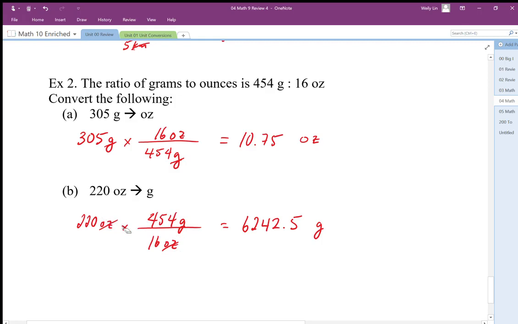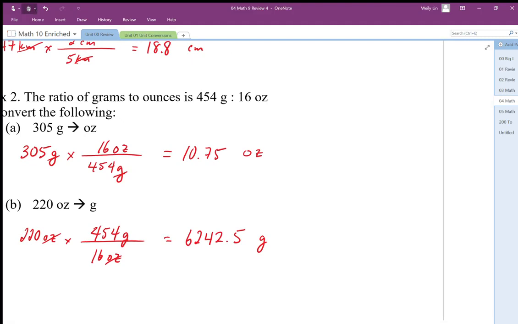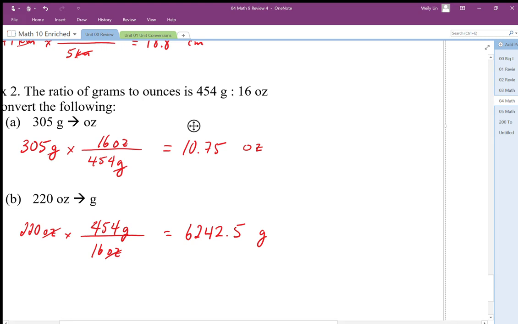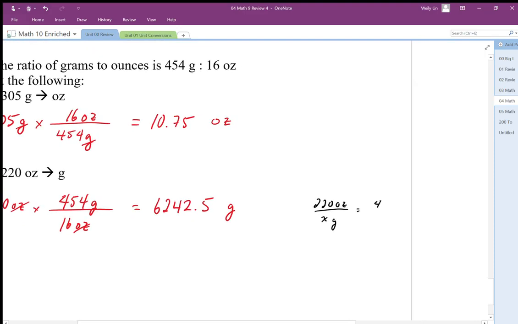Okay, and this is using this times on top, divide on bottom, my rate analysis. I'm basically using this idea that these units cancel out. I'm left with the units on top. Now, if you want to know how that relates to our proportional equation, the proportional equation in this last problem here looks like this. 220 ounces compares to X grams, and we can use 16 ounces to 454 grams.